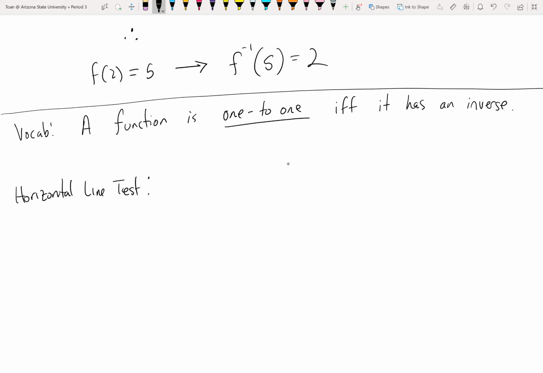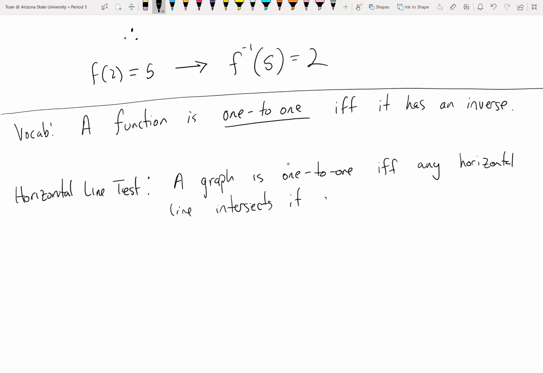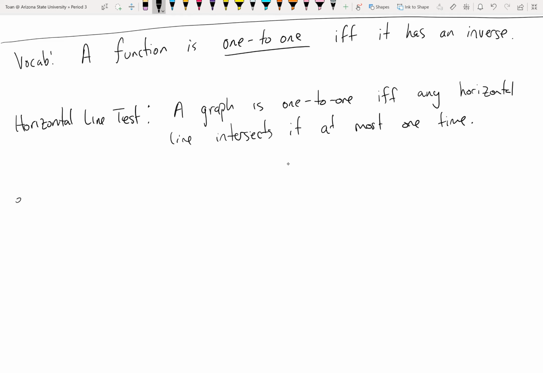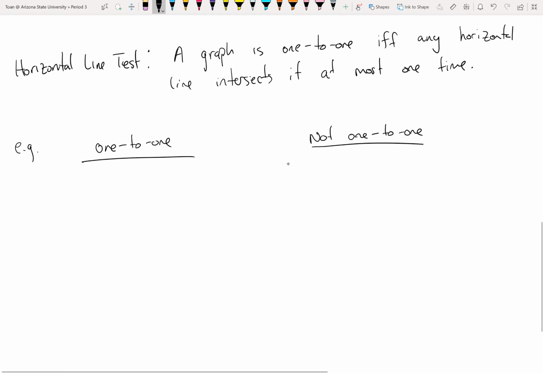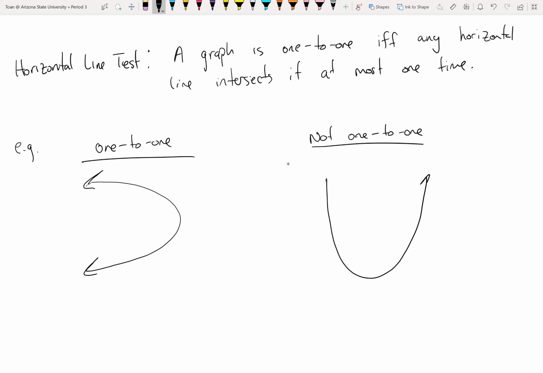The horizontal line test states a graph is one-to-one if and only if any horizontal line intersects it at most one time. For example, this shape here on the left, let's say a sideways parabola, that function is technically one-to-one. A regular parabola is not one-to-one. Why is the left shape one-to-one?